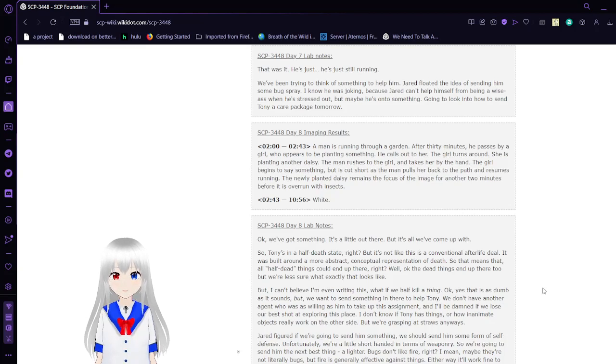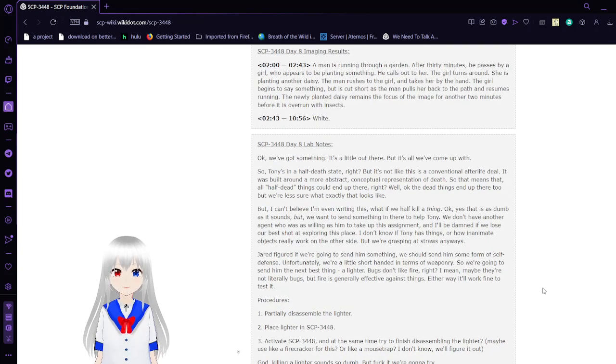Day 8 imaging results. 2-243. A man is running through a garden. After 30 minutes, he passes by a girl who appears to be planting something. He calls out to her. The girl turns around. She is planting another daisy. He rushes to the girl, takes her by the hand. The girl begins to say something, but it's cut short as the man pulls her back to the path and resumes running. The newly planted daisy remains the focus of the image for another 2 minutes before it is overrun with insects.